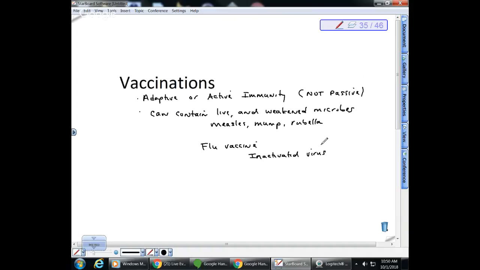We can also look at toxins. For example, tetanus and diphtheria, which is a diarrheal disease. We give pieces of the toxins. So these are both bacteria that produce toxins that cause the disease. Tetanus is a neurotoxin and diphtheria causes diarrhea. So when we give the vaccine, there would be pieces of that toxin. And then a piece of the virus would be when we look at hepatitis B and HPV.